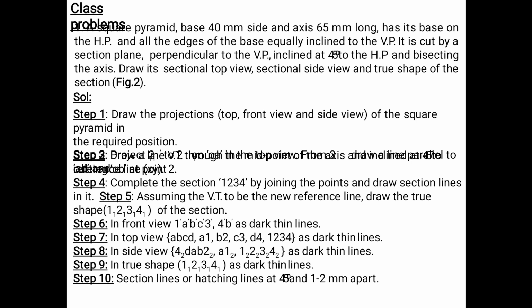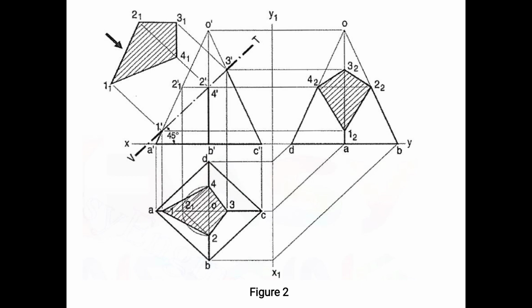So the given solid is a square pyramid. The given base side is 40 mm and the axis is 60 mm long. So you draw first the top view. As all base edges are equally inclined, which means 45 degrees to the VP, you will get the top view first, and then you draw the projections from the particular notations. You will get the front view. After that, you draw a section plane which is inclined at 45 degrees to the HP and bisecting the axis as seen in the figure.